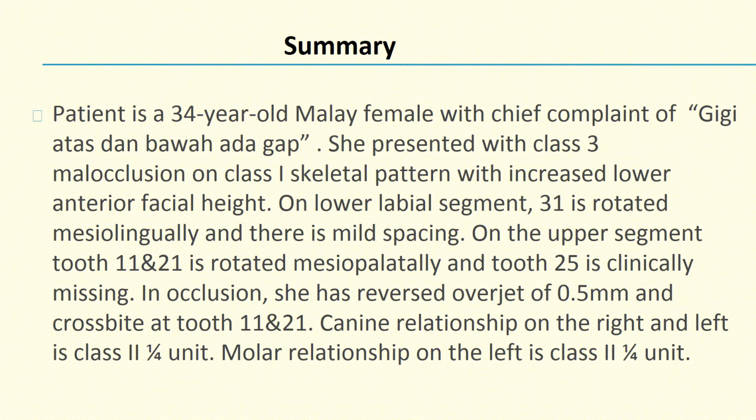On the lower labial segment, 3-1 is rotated mesiolingually and there is mild spacing. On the upper segment, tooth 1-1 and 2-1 are rotated mesiopalatally and tooth 2-5 is clinically missing. In occlusion, she has a reverse overjet of 0.5 mm and crossbite at tooth 1-1 and 2-1. The canine relationship on the right and left is class 2 quarter unit, while the molar relationship on the left is class 2 quarter unit.